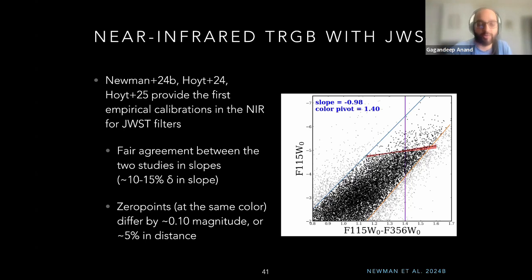So there's fair agreement between, I'd say, 2 studies here. It's the Newman paper and then the Hoyt 25 paper. There's a fair agreement in the slopes. They agree within the uncertainties, but the 0 points at the same color right now differ by about 1/10 of a magnitude, or 5% in distance. And so if you want to do things like measure 2 to 3% precise distances, this is not going to work at the moment. And so we need to sort this issue out before we can use the near infrared TRGB to the same stability that we can the I-band TRGB.